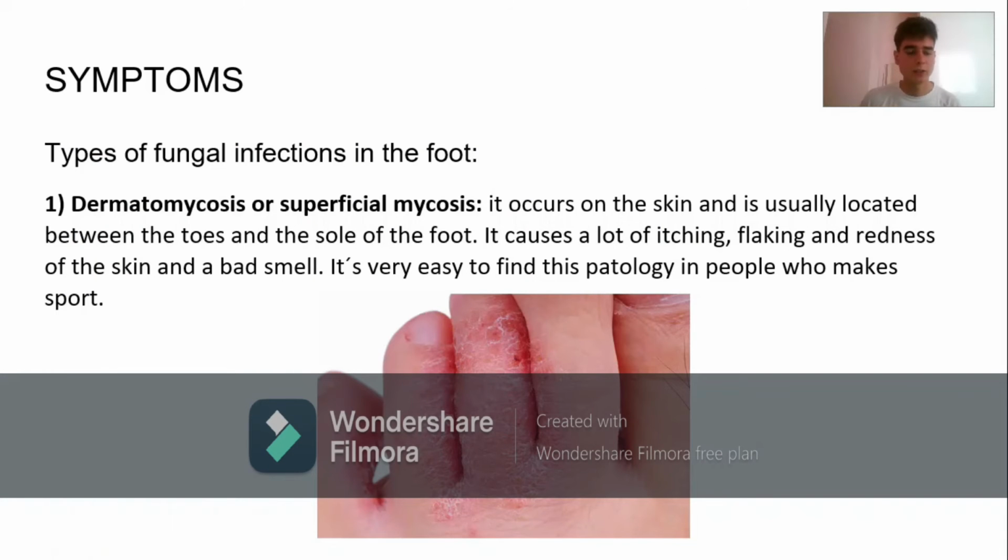Hello, my name is Antonio and I'm going to explain the symptoms of the two different types of fungal infection in the foot. The first one is the dermatomycosis or superficial mycosis. It occurs on the skin and it's usually located between the toes and the sole of the foot. It causes a lot of itching, flaking and redness of the skin and a bad smell. It's very easy to find this pathology in people who do sport because fungus usually nests in humid and hot areas, which makes the feet a perfect place to subsist.